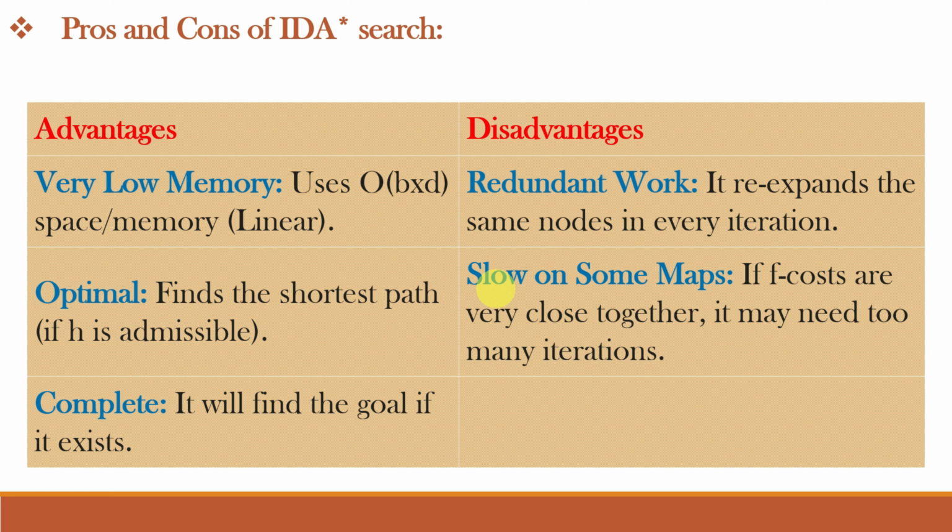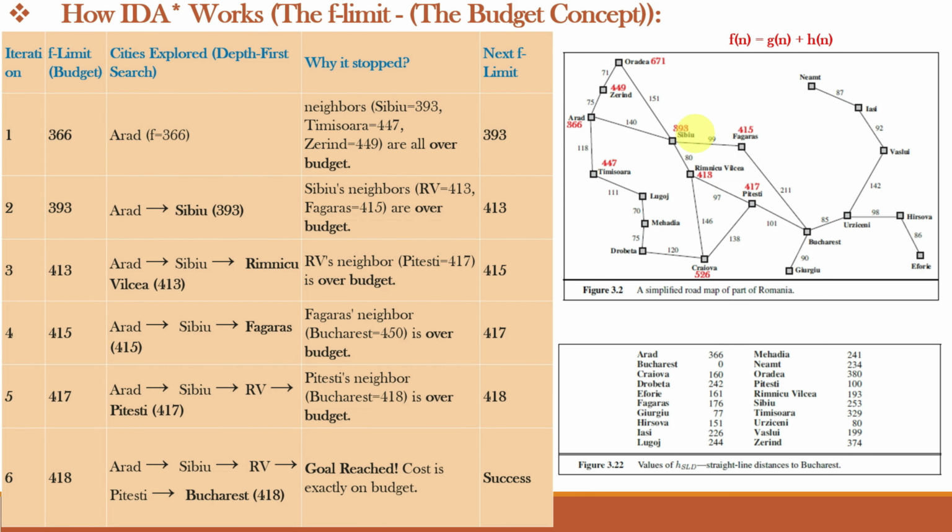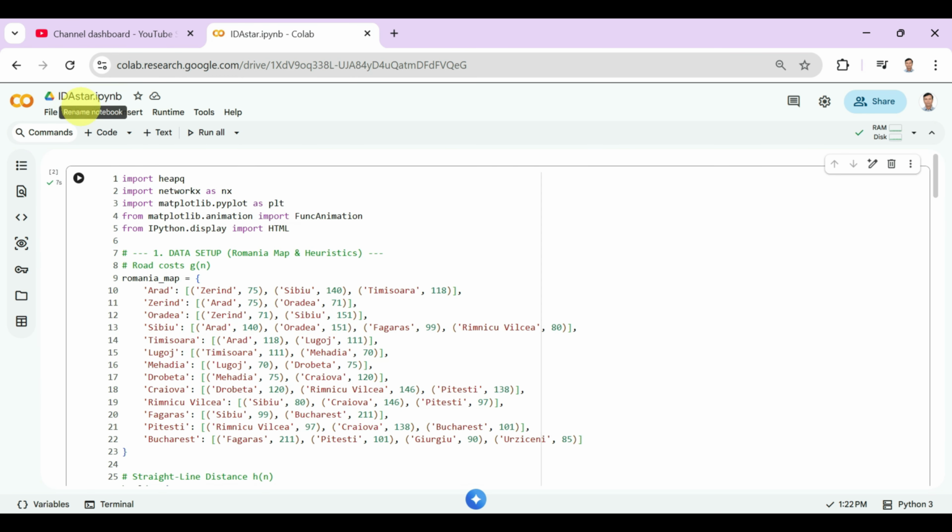So you might think, isn't that a waste of time? Well, in the real world, spending a little extra time recalculating is a much better deal than having your computer hang or crash because the RAM got full. Because it is so reliable and light on memory, IDA star is actually used in many real world applications as compared to standard A star search. Let us implement this same example for IDA star search in Python.